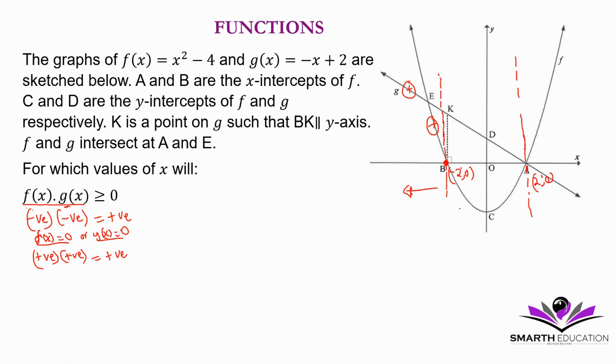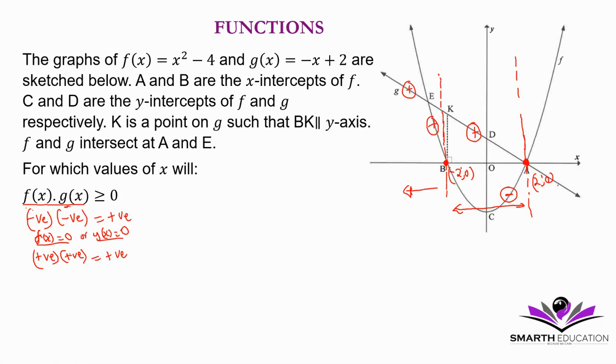Now, between these two points, negative 2 to 2, f of x is negative because it is below the x-axis. And then g of x is positive. It's above the x-axis. And then at A, both graphs are equal to 0. That could be one of our solutions because 0 times 0 is 0. Even at B, 0 times the value of g will give us 0. So B is also part of the solution.